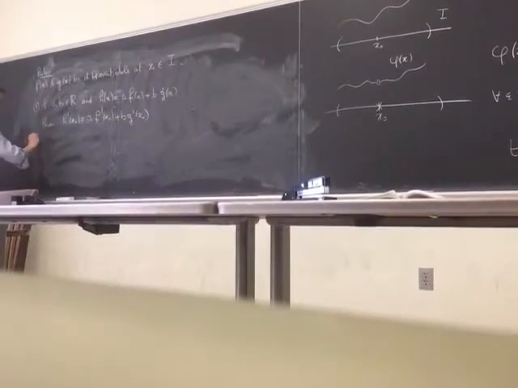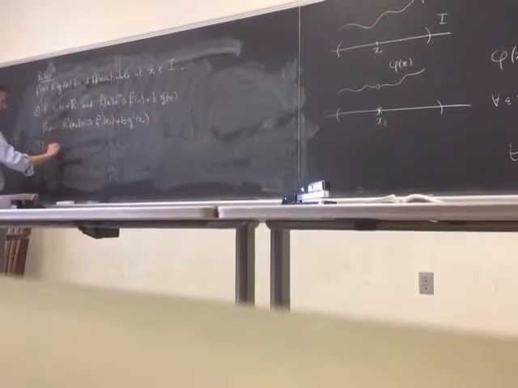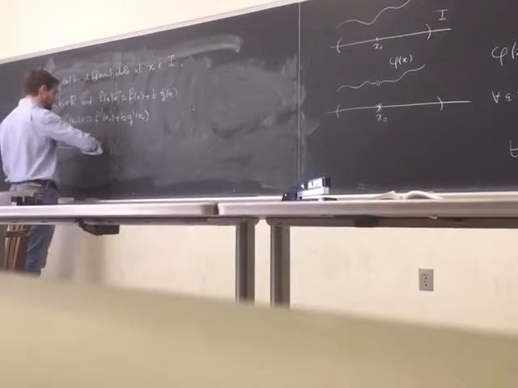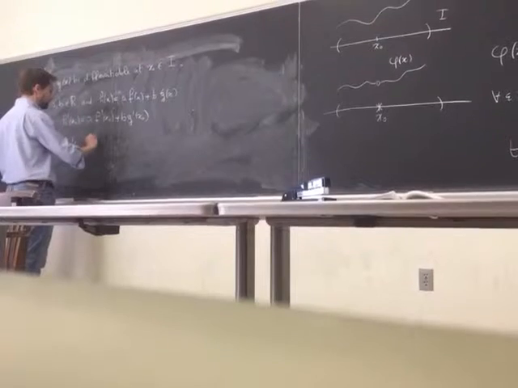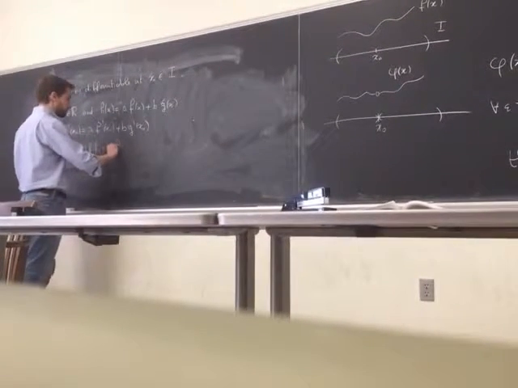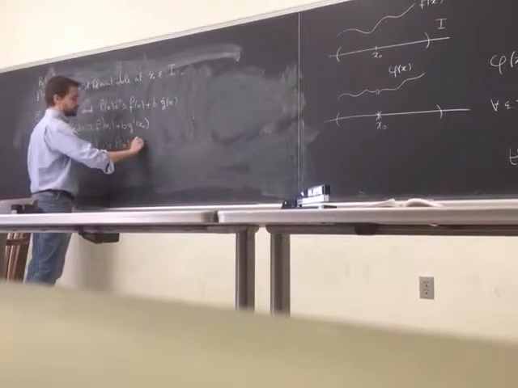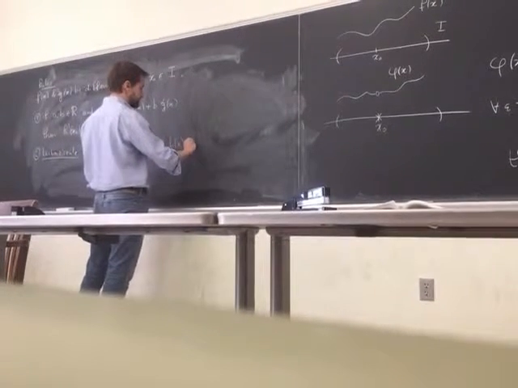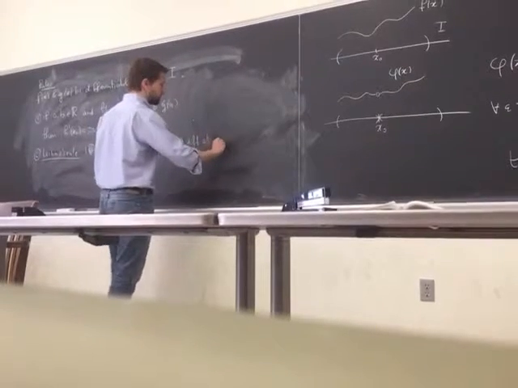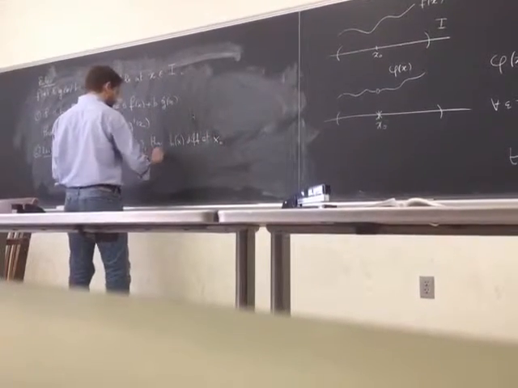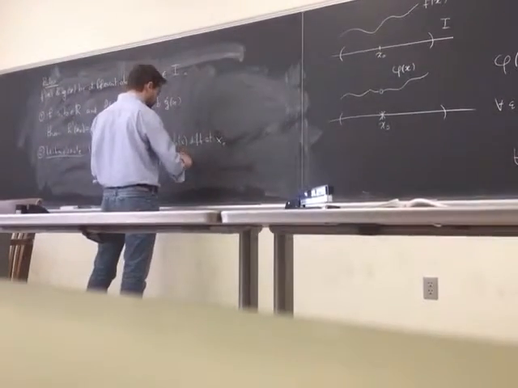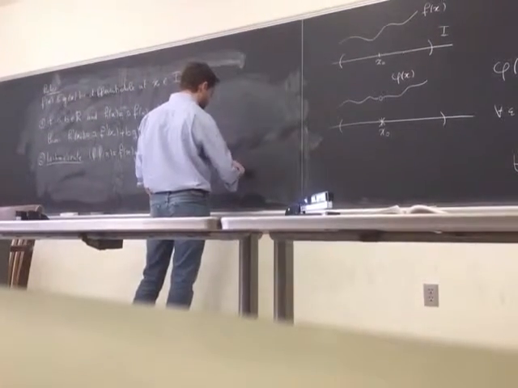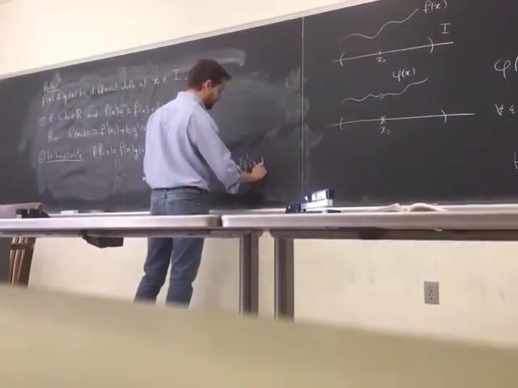Right. Then you have the Leibniz rule. If you set now h of x to be the product of f and g, then h of x is differentiable at x naught, and h prime of x naught is equal to f prime of x naught times g of x naught plus f of x naught times g prime of x naught.